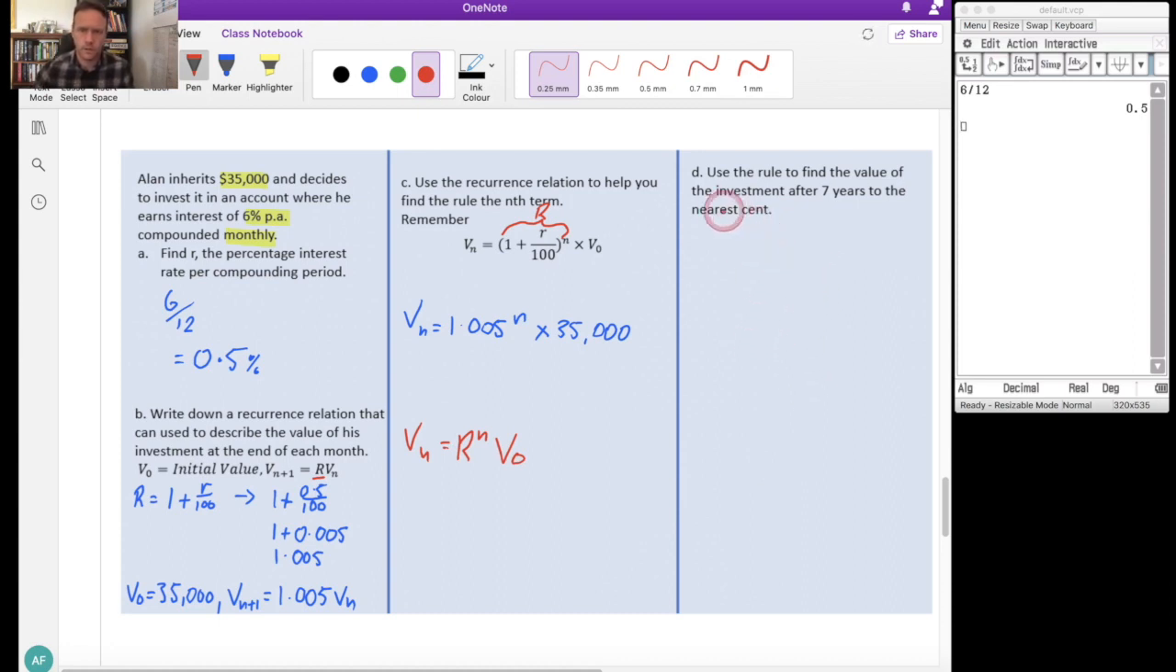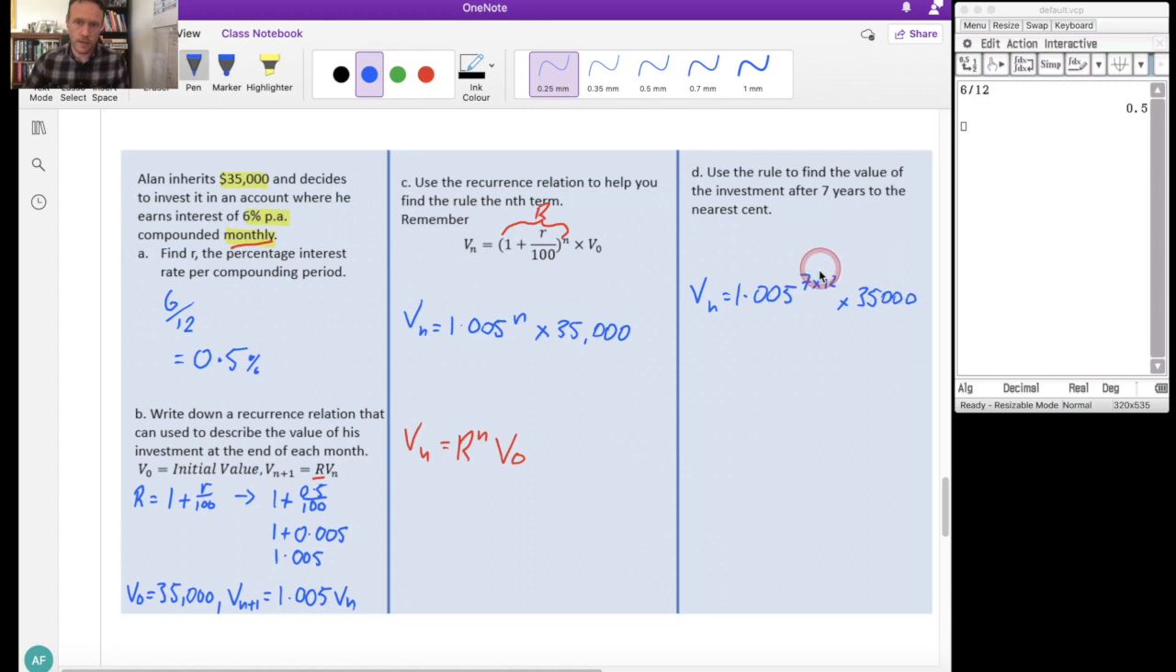Now using this rule, use the rule to find the value of the investment after 7 years. Okay. The important thing here is that the 7 years is made up of months. Because his investment is calculated monthly, the substitution we need to make for n is: Vn is equal to 1.005 to the power of 7 times 12, times 35,000.